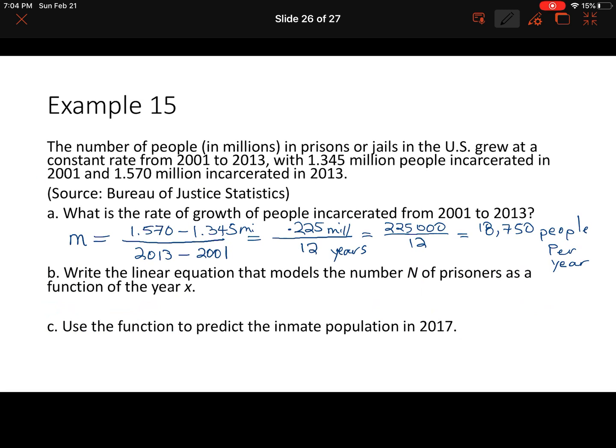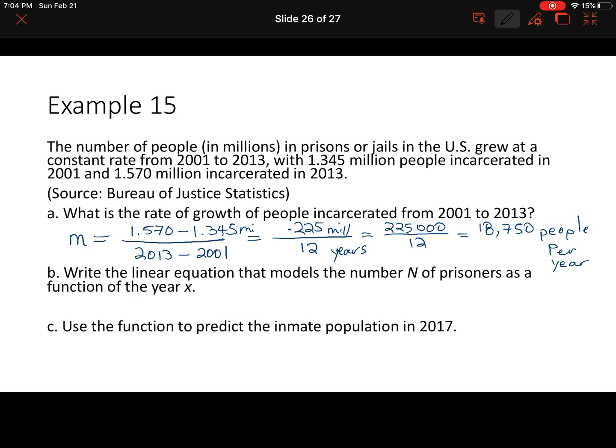And then finally, last example. It says the number of people in prisons or jails in the U.S. grew at a constant rate from 2001 to 2013, with 1.345 million people incarcerated in 2001 and 1.57 million people incarcerated in 2013. What is the rate of growth of people incarcerated from 2001 to 2013? So we use the slope formula to find that rate of growth.